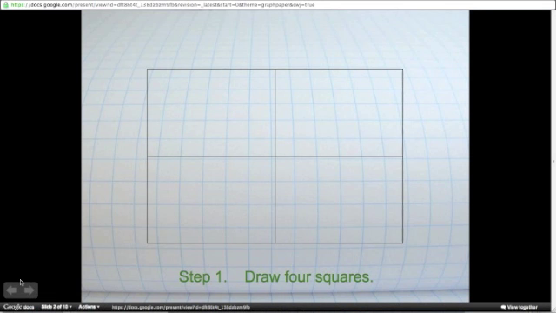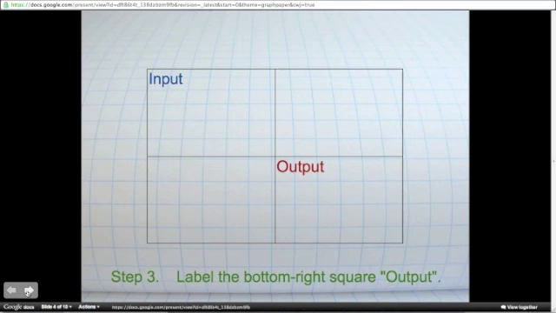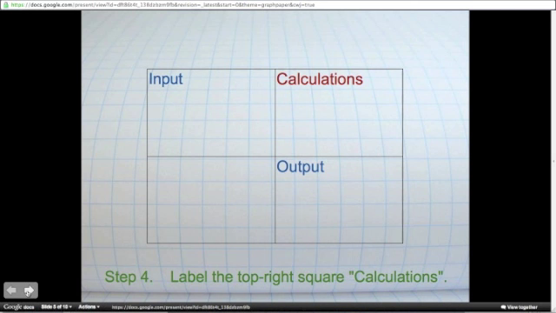I have my students take out a clean sheet of paper and draw two lines, one down the middle and one across the middle. So we end up with 4 squares or 4 quadrants. Then we label them. The top left-hand corner is labeled input. The bottom right-hand corner is labeled output.